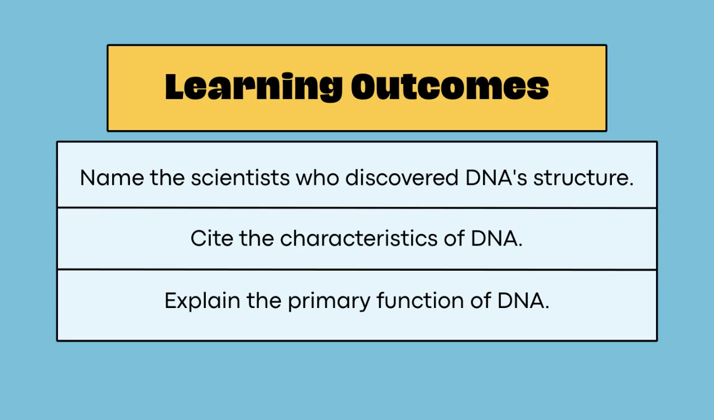Today, we'll be focusing on some key learning outcomes that are essential for understanding DNA. First, we'll explain the primary function of DNA, which is to store and transmit genetic information. This is what makes it the blueprint of life, guiding all biological processes. Next, we'll look at the characteristics of DNA, such as its double helix structure, its stability, and how it encodes information through sequences of nucleotides. Understanding these characteristics helps us appreciate how DNA can reliably carry genetic instructions across generations.